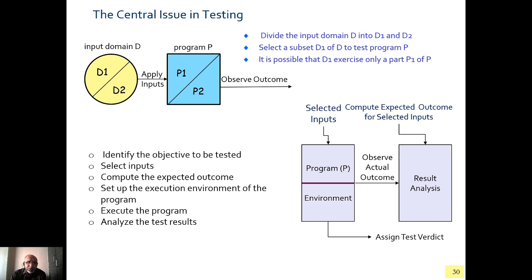Input domain D has got D1 and D2 domains. You have D1 of D to test program P, and it is possible that D1 exercises only part P1 of P. D2 will of course be there for P2. So can we segment the program like this? Therefore, you can give selected inputs for program P executing under an environment, observe the actual outcome, and then assign the test verdict whether the test case passes or fails.